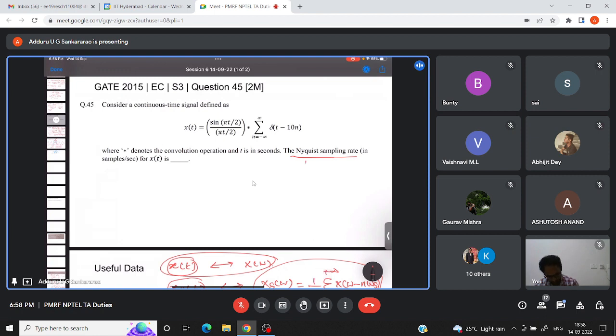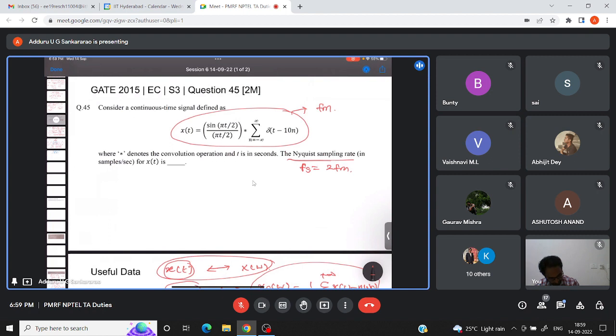Here they are asking the Nyquist sampling rate. So we need to find fs, that is nothing but 2 times fm. But for this we need to find the maximum frequency of this, which we don't know. That means we have to find x of omega. From this we will find the maximum frequency, omega m or fm. Then fs is 2 times fm.